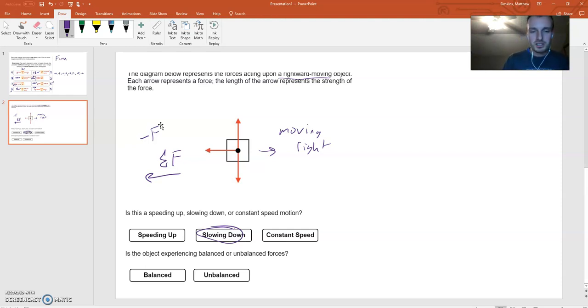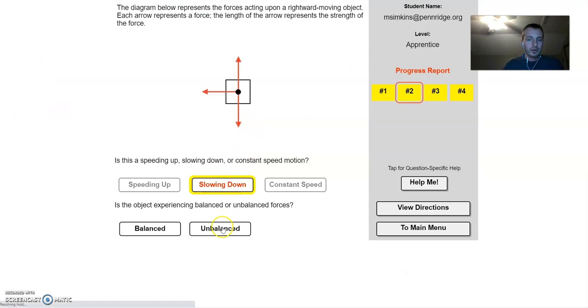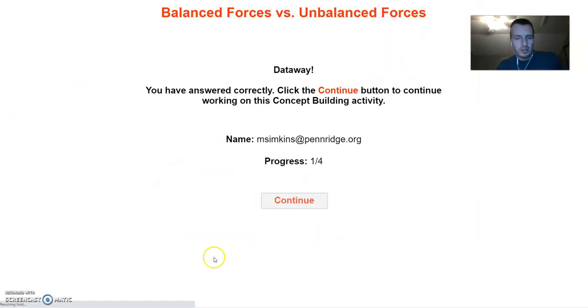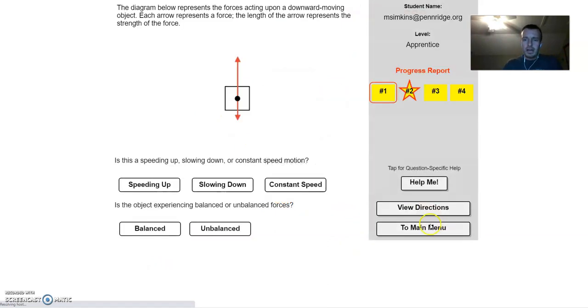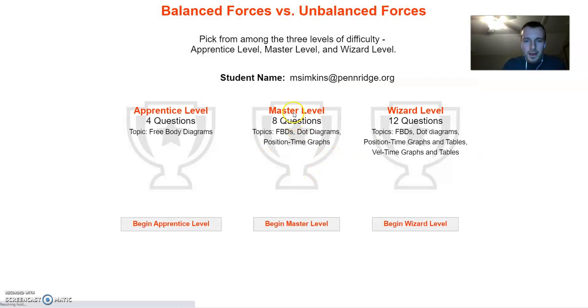And then is the object experiencing balanced or unbalanced forces? Well, of course, there's nothing to balance out the leftward force, so it's unbalanced. So if I come back to my concept builder here, I say we're slowing down. We have unbalanced forces, and we're one step closer to our trophy for that one. Now, I guess there is a little bit of variety here, so let's go to the next one, master level.